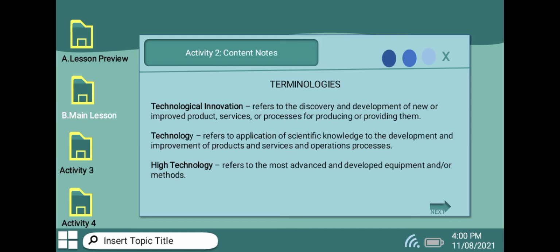There are many examples of technological innovation, tulad na lamang ng wind turbines, photovoltaic cells, concentrated solar power, at marami pang iba. Okay, let's proceed to the next one, technology. It refers to application of scientific knowledge to the development and improvement of products and services and operations processes.